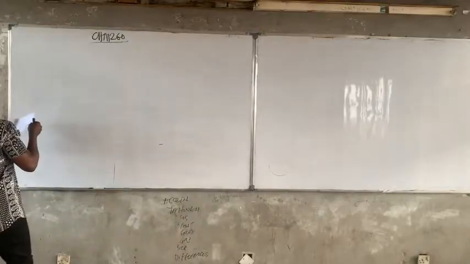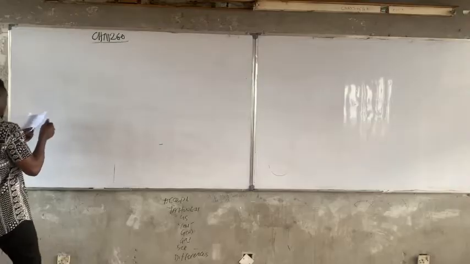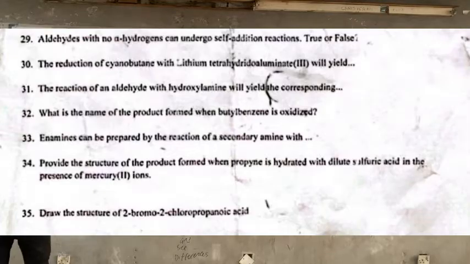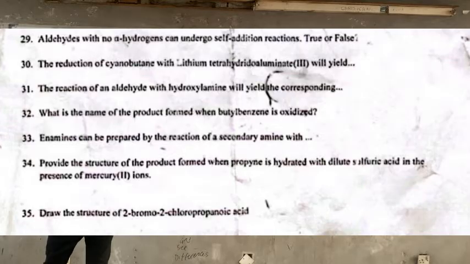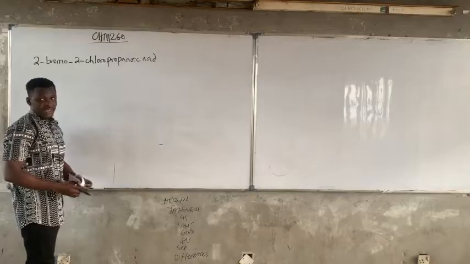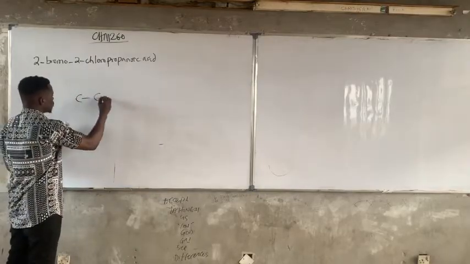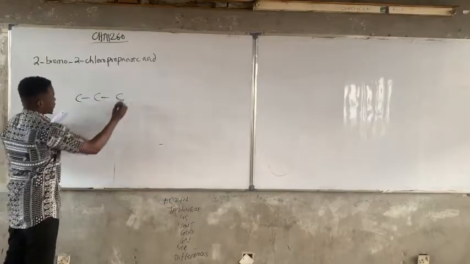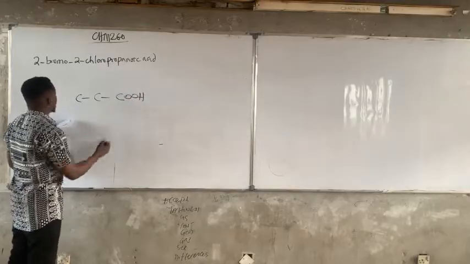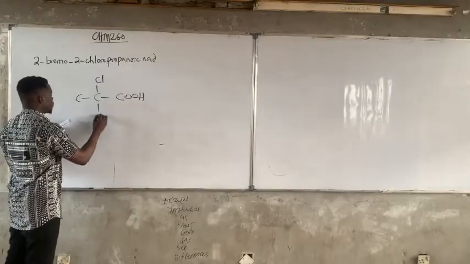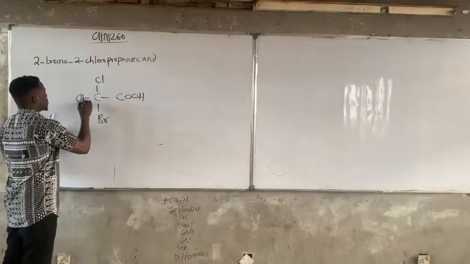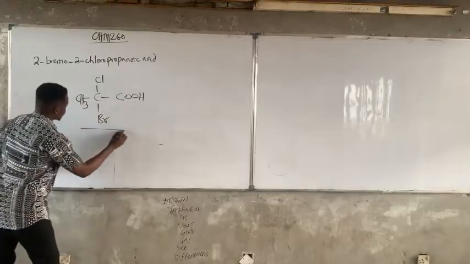Okay, now question number 35 says, draw the structure of 2-bromo-2-chloropropanoic acid. Now, first you start with the parent name. Propanoic acid is 3 carbons, 1, 2, 3. Alright, you have COOH. On carbon 2 we have chloro. On carbon 2 we have bromo. This becomes CH3. Alright, so this is the structure of this.